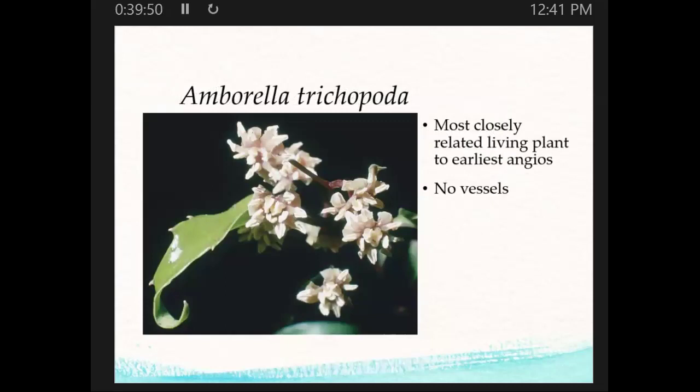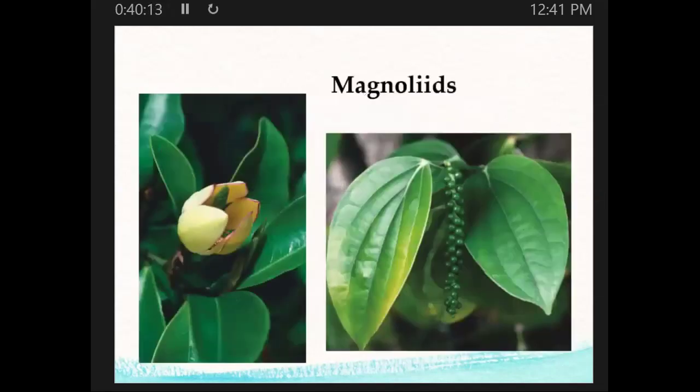Here's another one, Amborella. Again, lots of flower parts. They're unusual because they don't have vessels, so really primitive. If they're not showing vessels, that's pretty unusual. And some botanists say they're most closely related to the earliest angiosperms that are still living. You can still find these; they're still living. They haven't gone extinct. And then the magnoliids, including magnolia and pepper, where we get black pepper from. So those belong in the basal angiosperms.